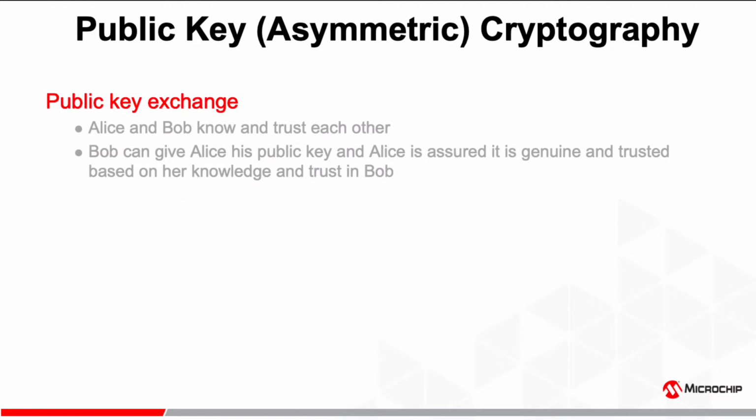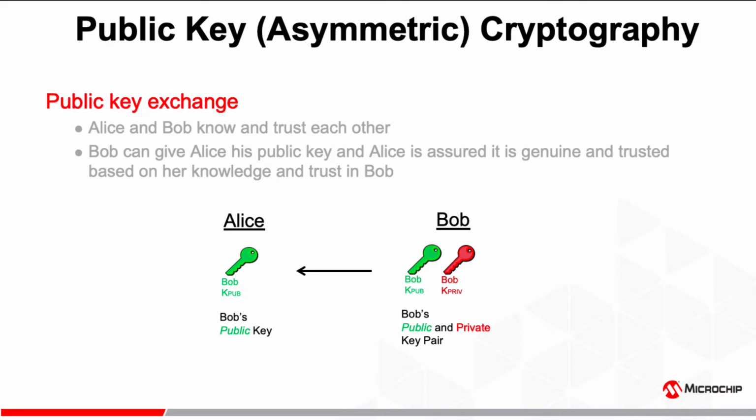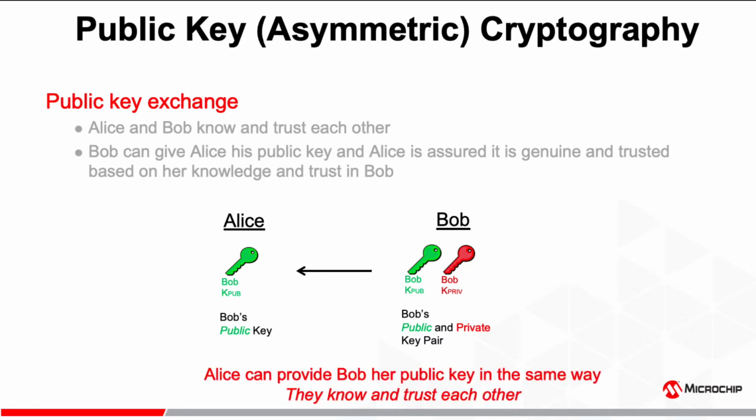Let's examine how that public key is exchanged between Alice and Bob. Again, this is the simplest form of key exchange where Alice and Bob know and trust each other. Bob can give Alice his public key, and Alice is assured it's genuine and trusted based on her knowledge and trust of Bob. There is no reason for Bob to give Alice an erroneous key, and there is no reason for Alice to question the key. Alice can provide Bob her public key in the same way. Again, they know and trust each other.